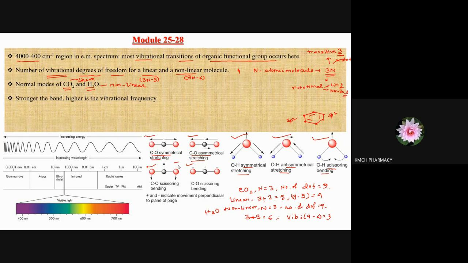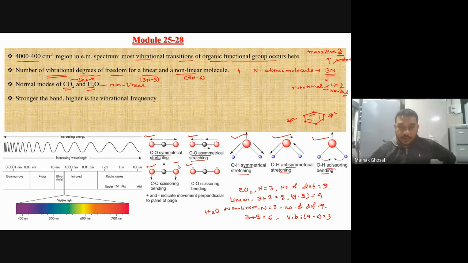When you have carbon dioxide, we finally get four different types of modes of vibration. How do we confirm that all the vibration modes are active in IR or not? Okay, I will come to that. That is something called the selection rule.